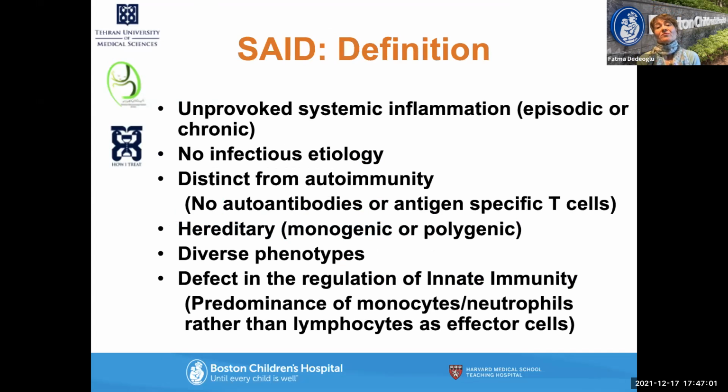In general, systemic autoinflammatory diseases, if we define them, are unprovoked systemic inflammation. It can be chronic or episodic, mostly episodic. There's no infectious etiology. They are distinct from autoimmunity because there are no antigen-specific T cells or autoantibodies. Most of them are hereditary, but they can be monogenic or polygenic. And the phenotype is so diverse, even in the same disease, that it makes it very difficult sometimes to diagnose these diseases. Primarily, it's a defect in the regulation of innate immunity.